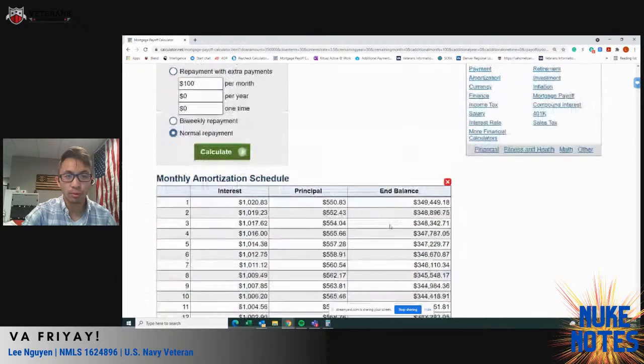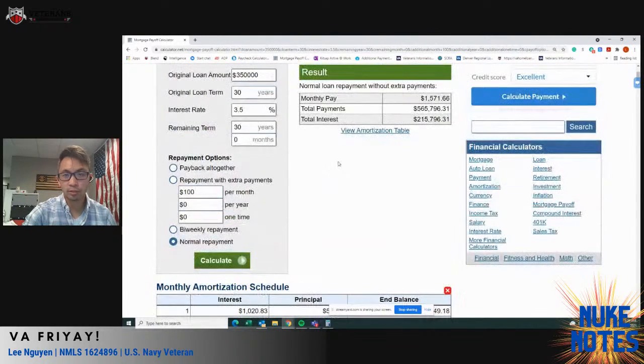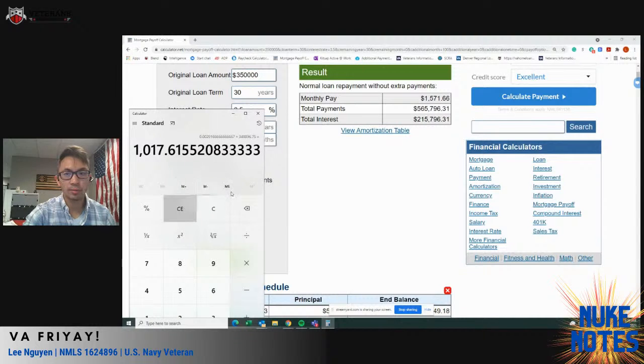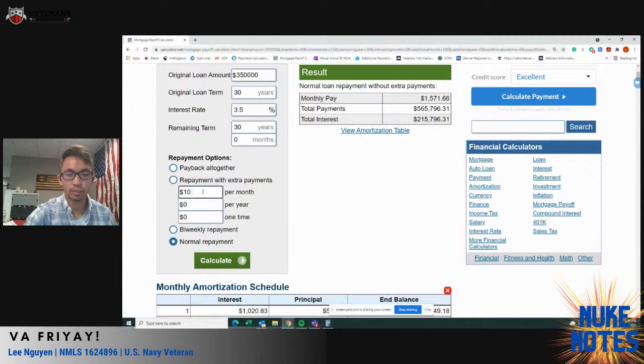I'm going to show you what it looks like if you made one extra payment per year. If you take the monthly payment, which is this number right here, $1,571, and divide it by 12, we'd say $131 per month, which is one mortgage payment per year.